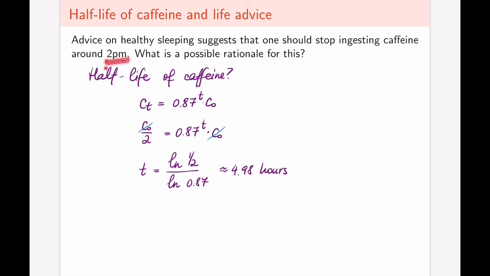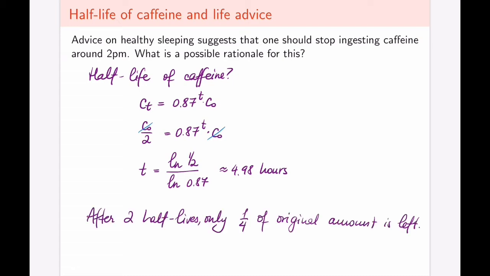So half-life is about 5 hours. Around 2 p.m., so 5 hours after 2 p.m., you're going to have half of the amount of caffeine that you consumed. 5 hours after 2 p.m., we are at 7 p.m. 5 hours after that, we are at midnight. By midnight, we would have gone through 2 half-lives. After 2 half-lives, we only have a quarter of the original amount left. So by midnight, only a quarter of the original caffeine amount will still be in your system. Even if you had quite a bit of it, only 25% will be remaining, which is likely enough for you to be able to go to sleep.